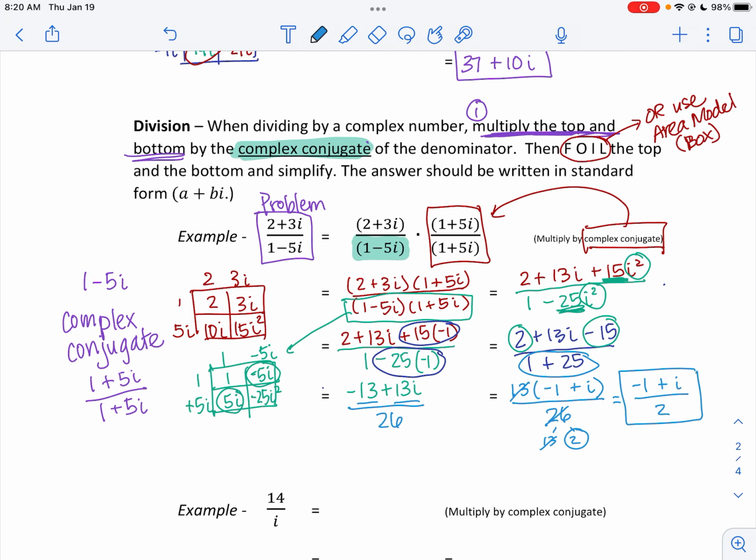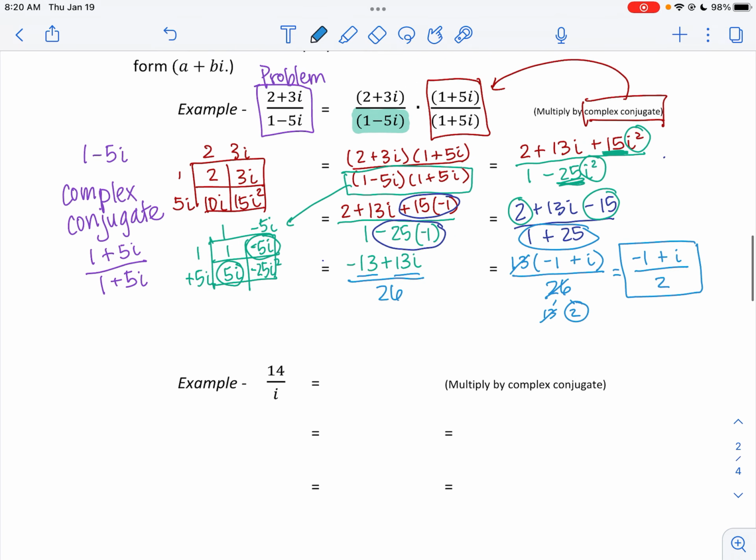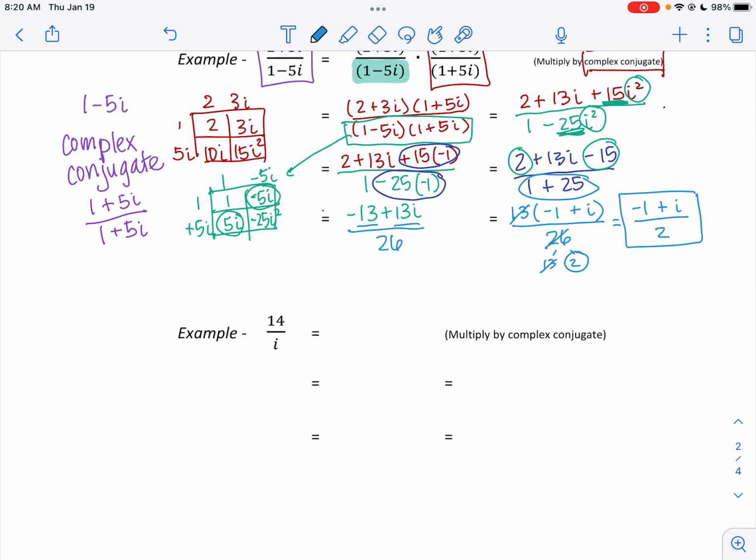I know, it was a lot of steps. If you need to watch it again, go ahead and watch it again, okay? I'm going to go into example 2, which is 14 over i. Here we go. So we need to first multiply by its conjugate, and like I said, it needs to be a positive opposite, so it would be negative i over negative i. So 14 times negative i will be negative 14i.